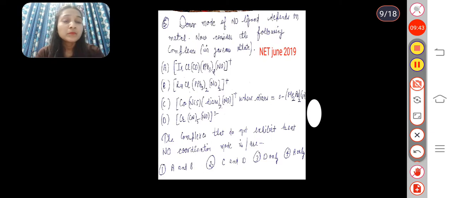Now next question is: the donor mode of NO ligand depends on the metal. Now consider the following complexes in gaseous state. The complexes that do not exhibit bent NO coordination mode. So we have 4 complexes here, and we have to check in which complex NO does not exhibit as bent form. Basically you must know that NO can act in two forms, either linear or bent. In linear form it can donate 3 electrons, and in bent form it can donate only 1 electron.